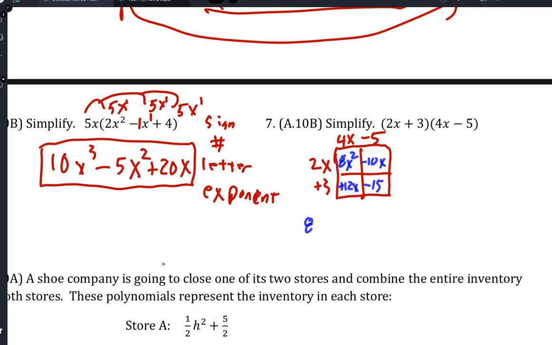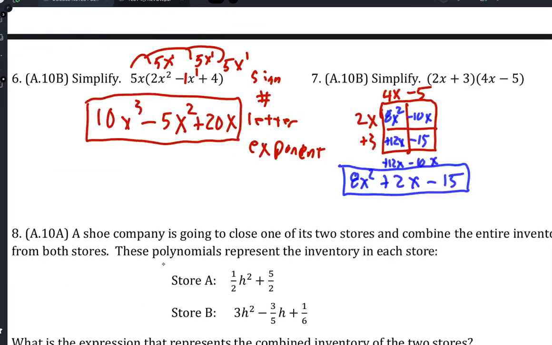So I have 8x squared, and I've got to group the plus 12x minus the 10x. I got more 12s than 10, so it's positive. 10 away from 12 is 2x, and then a minus 15. This is the answer. Make sure you can do the box. On the test, it'll be multiple choice, you could store.